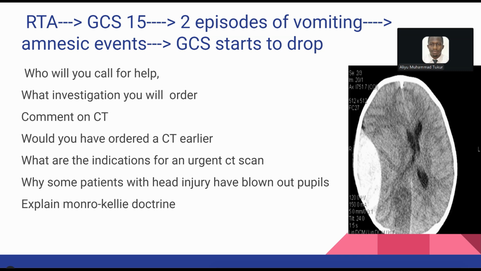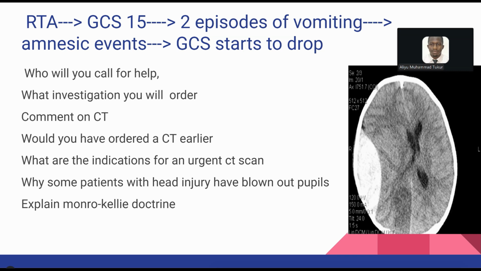Okay, so why do some head trauma patients have blown out pupils? Can you elaborate the reason for that? Some trauma patients have blown out pupils because of space occupying lesions, when there is intracerebral hemorrhage or extradural hematoma like in this patient, and there is compression of the oculomotor nerve. That will give rise to the blown out pupils.